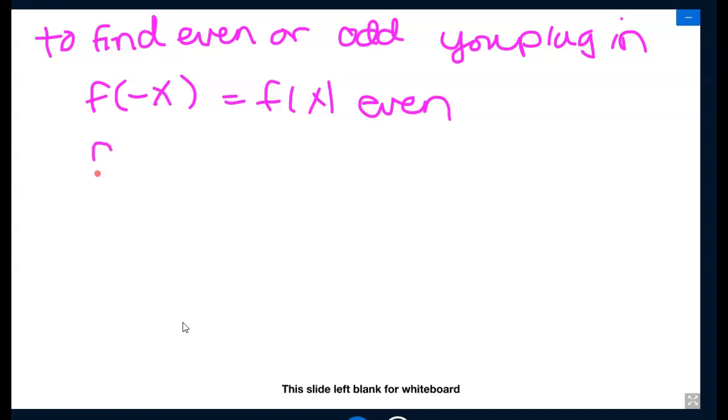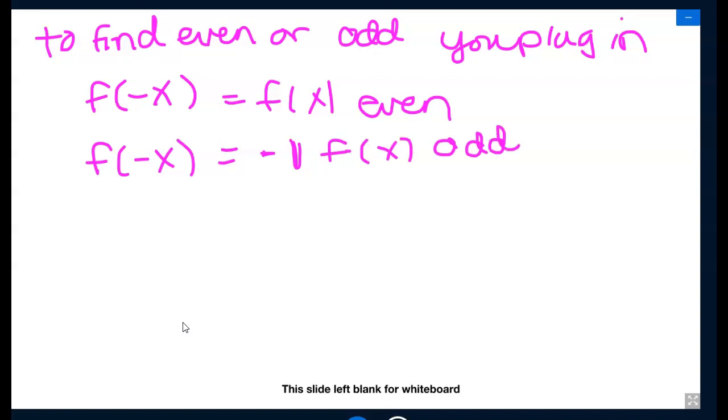If when you plug in negative x, you can take a negative 1 out, meaning you can pull out a GCF of negative 1, and you get negative 1 f of x, then this is odd. If I do not get either of those two cases, then it is neither. You don't get original or negative 1, then it is neither.